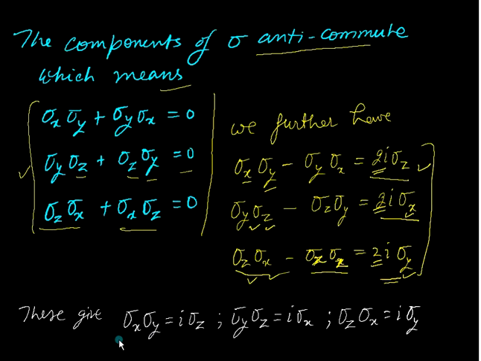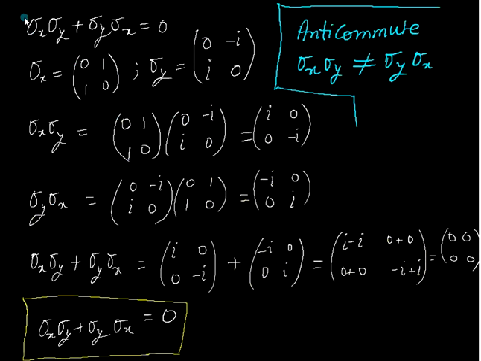These things give you sigma x sigma y is equal to i sigma z, sigma y sigma z is equal to i sigma x, sigma z sigma x is equal to i sigma y. So I am showing here the result sigma x sigma y plus sigma y sigma x is equal to 0. Actually these components anti-commute.